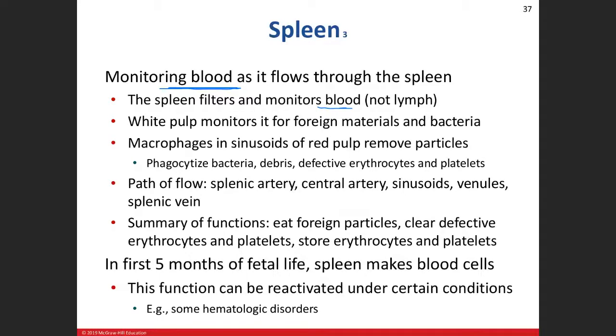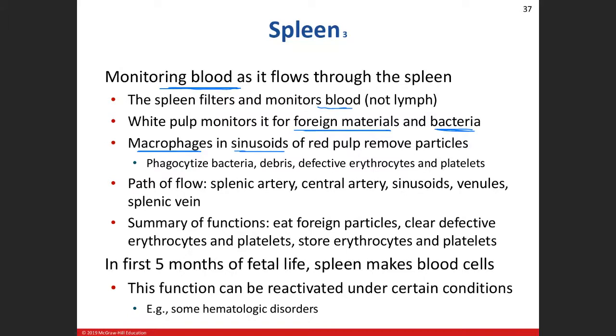So that's one of the roles of the spleen. As blood pours through there, it's going to monitor or check for foreign materials and bacteria. The macrophages play a huge role in that. We see those in the sinusoids, and the sinusoids are those very permeable capillaries. We'll see that in the red pulp there.